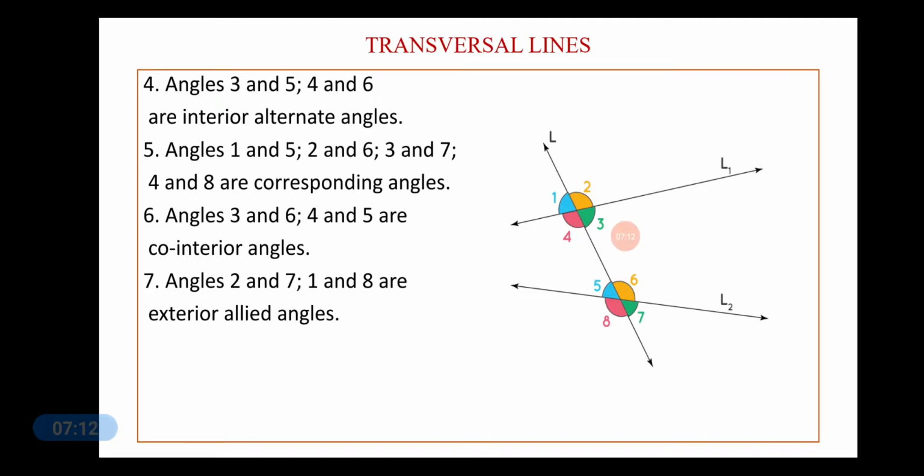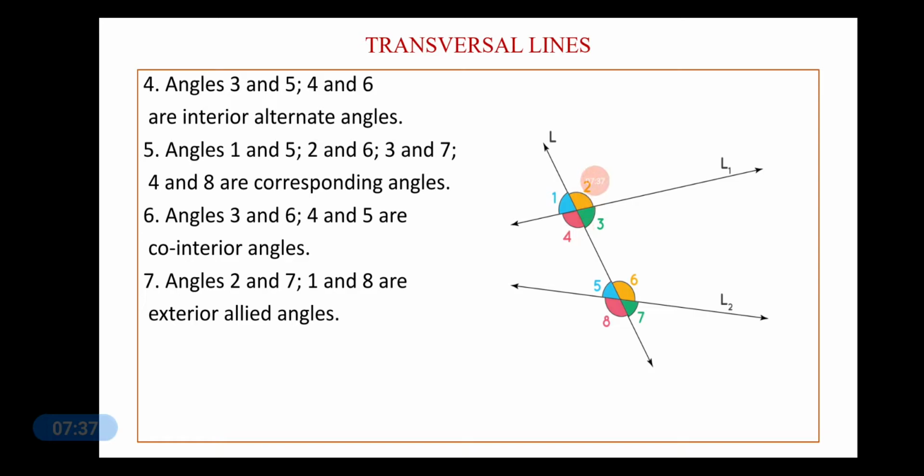So angles 3 and 6 are called co-interior angles, whereas angles 4 and 5 are also called co-interior angles. So there are two pairs of co-interior angles, angles 3 and 6 and angles 4 and 5. They are co-interior angles.